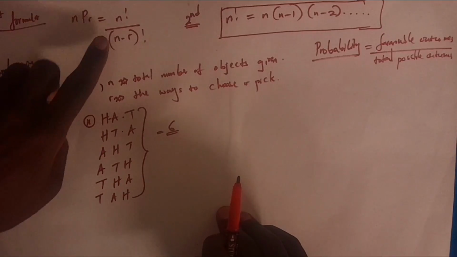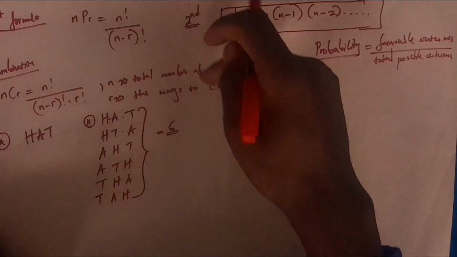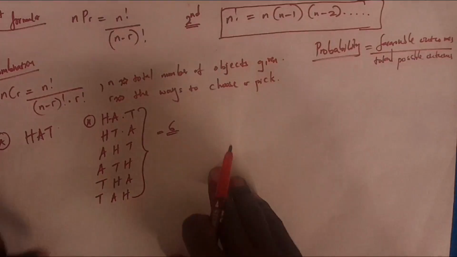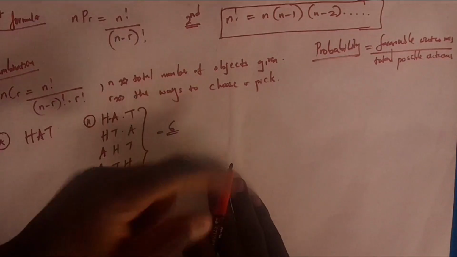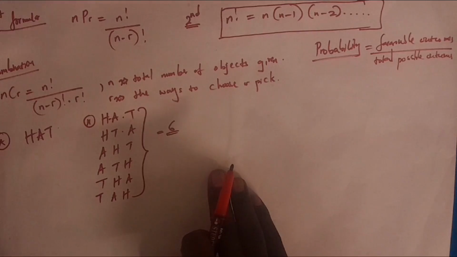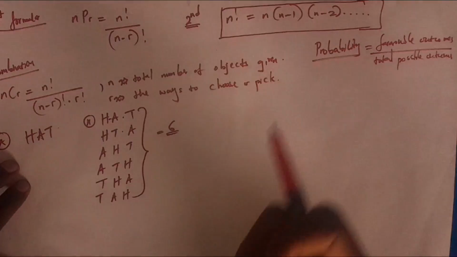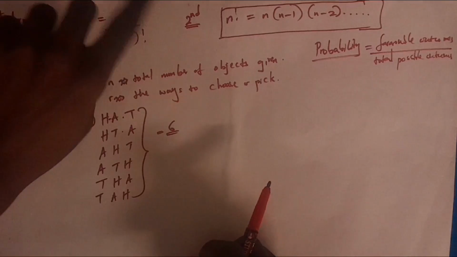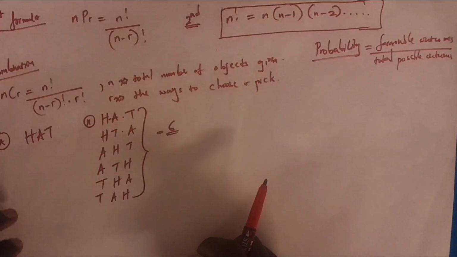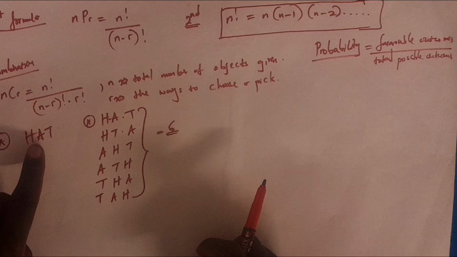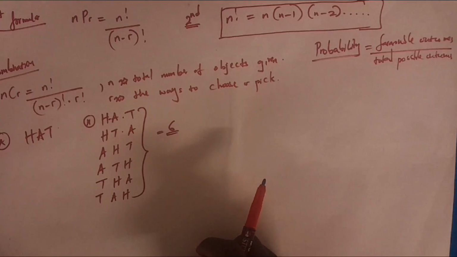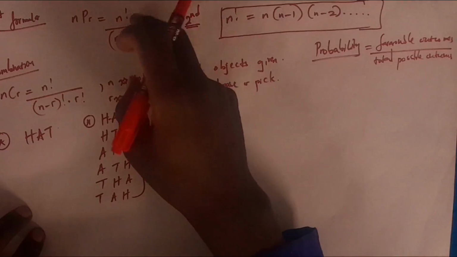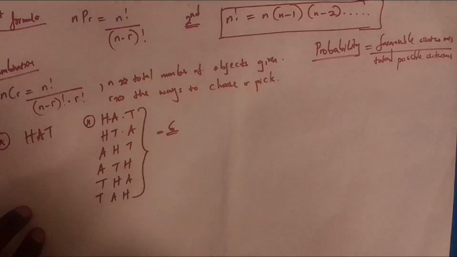Why? Because that formula involves n, which is the total number of objects, and also r, which is the ways to choose. When the question says find the permutations, we are not given the ways to choose. So there is no need to use that formula because it includes the ways to choose. Here we only need to find the ways to arrange the letters given in a word.